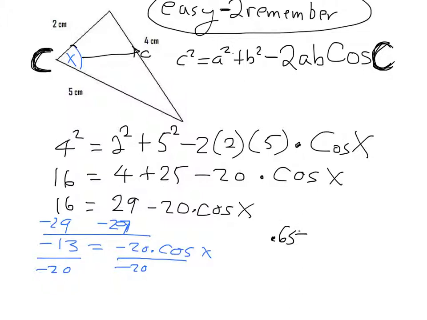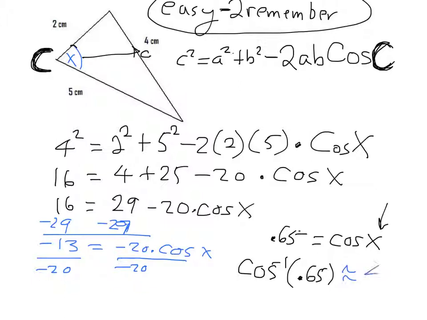On the left-hand side, I've got 0.65. On the right-hand side, I've got the cosine of angle x, and that puts me at the very, very end. If I'm looking for the angle, and I've got sine, cosine, or tangent, I'm going to use the inverse function to get there. And all I have to do is type in the inverse cosine of 0.65. And whammo, about 49 degrees for the answer for x.